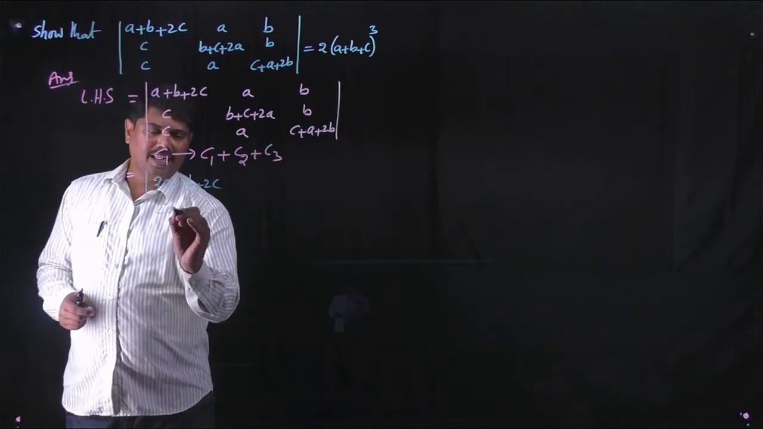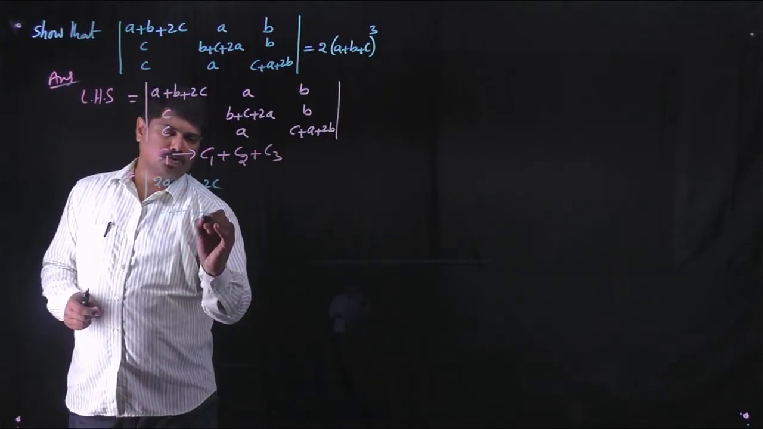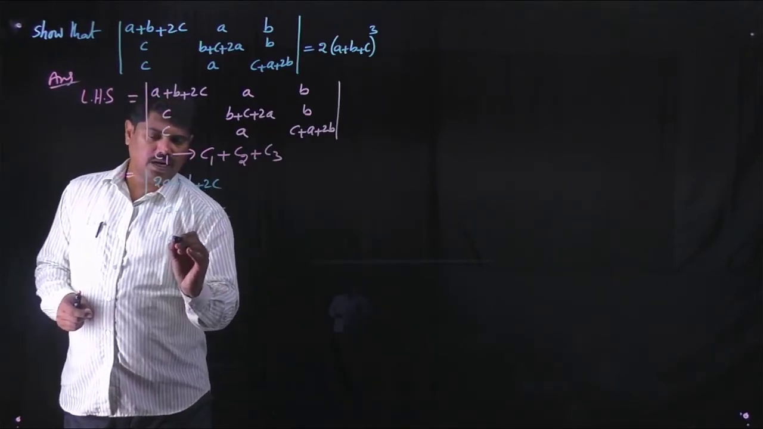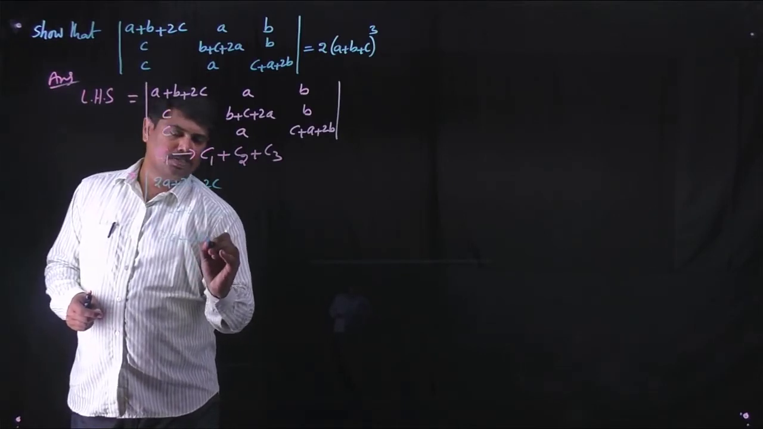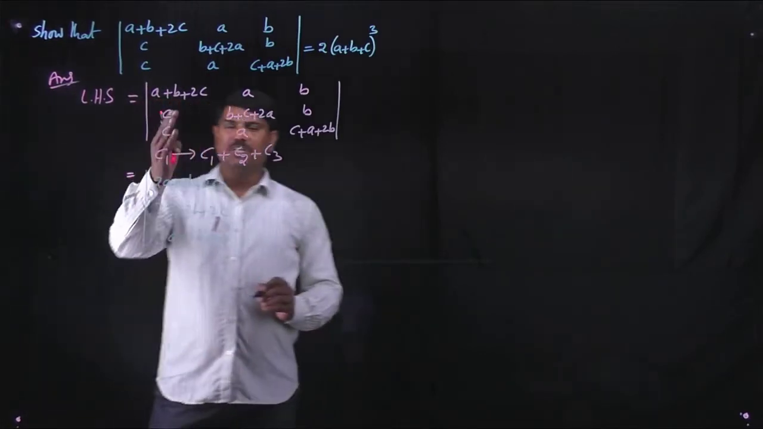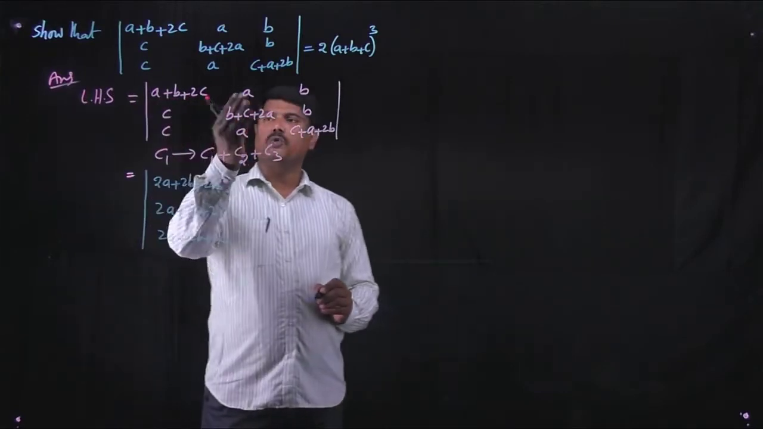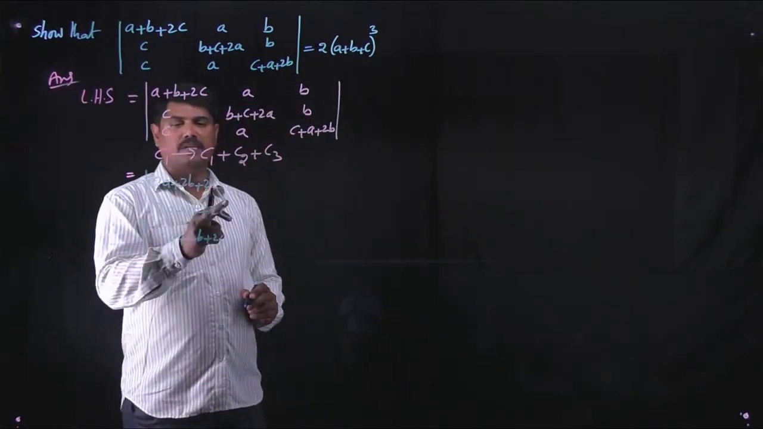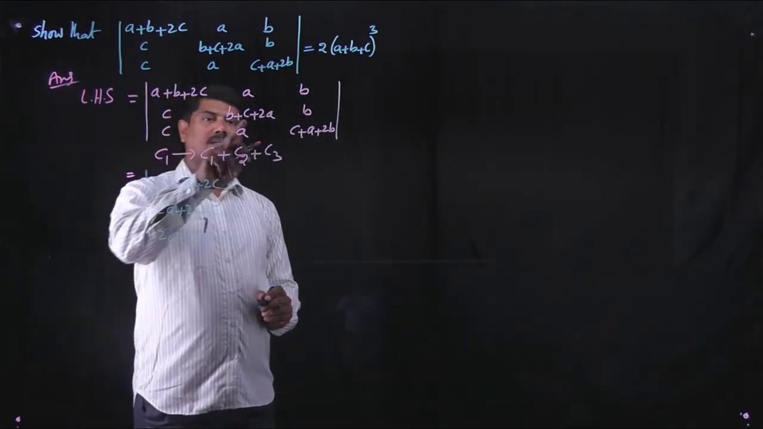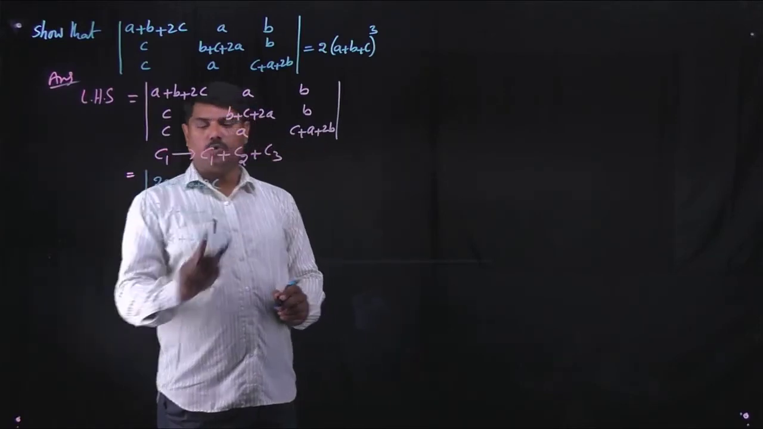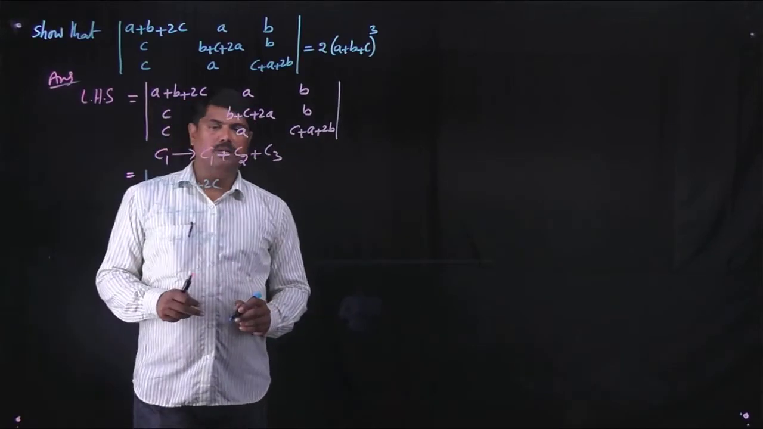So the second element is also 2a plus 2b plus 2c. The third element is also 2a plus 2b plus 2c. You can observe a plus a is 2a, b plus b is 2b. In the first element, 2c is already there. c plus c is 2c, 2a, b plus b is 2b. Like that, the third column also.